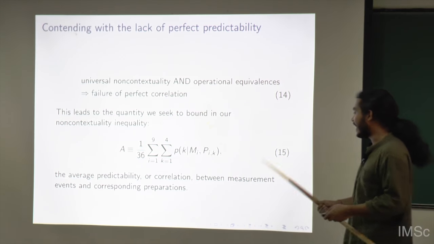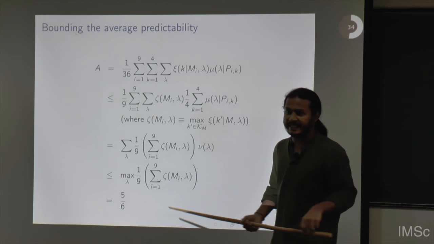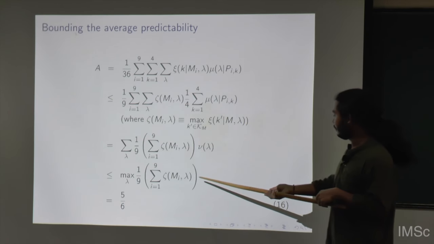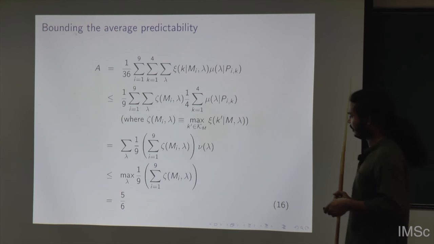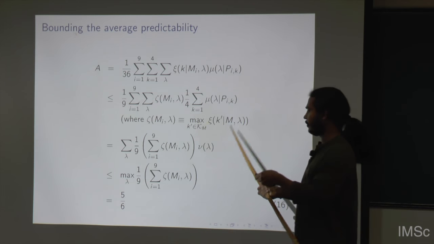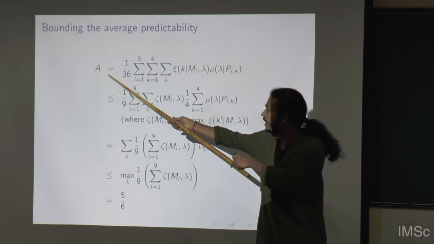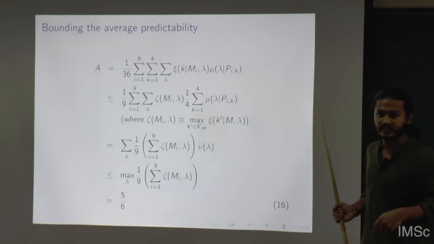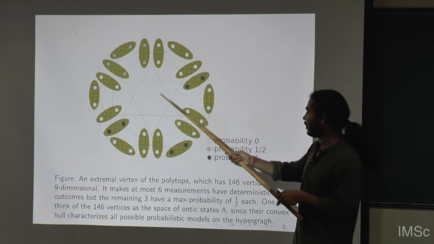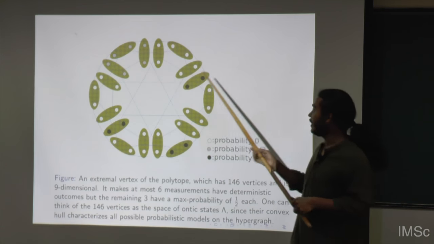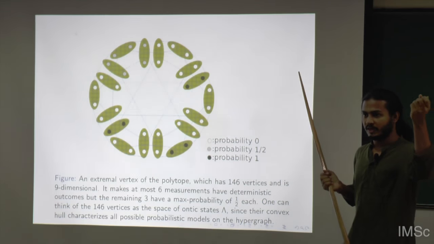That number can be calculated, and it turns out to be 5 by 6. You have to do a bit of numerics to enumerate a convex polytope which has some extreme points, and the extreme point that gives you the maximum value for this quantity gives you 5 by 6. There's a bunch of points which give you 5 by 6, and this is an assignment of probabilities to those measurement outcomes.